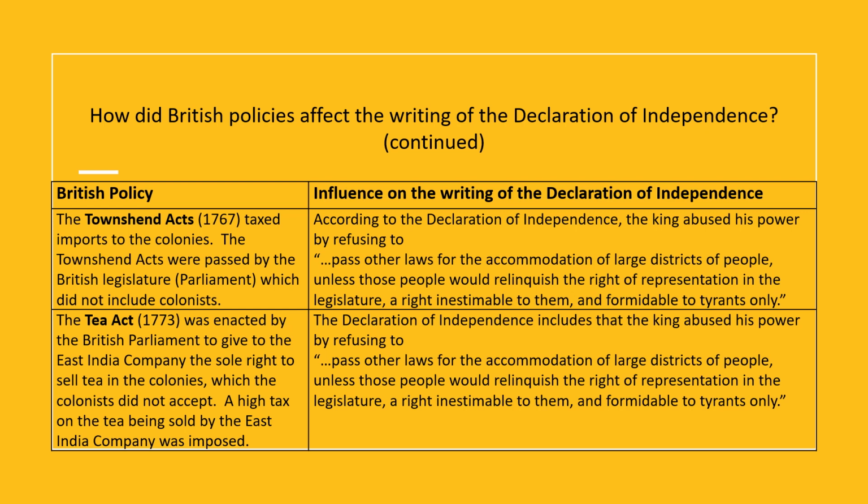And so here in the Declaration of Independence, we see the same idea being reflected that we discussed when we talked about the Townshend Acts, that the king refused to pass laws to accommodate the colonists, the large districts of people. So this idea that the colonists were being imposed upon and had no say in their government, they believed was against the common principles of what government should be in terms of an exchange of ideas between the people and their government and an exchange of loyalties between the people and their government.